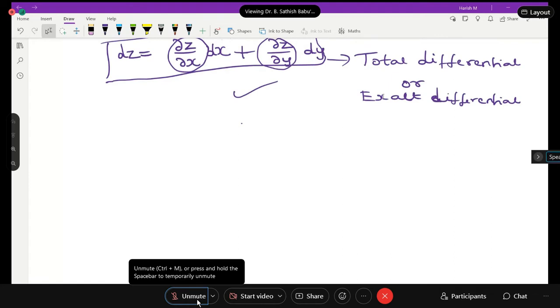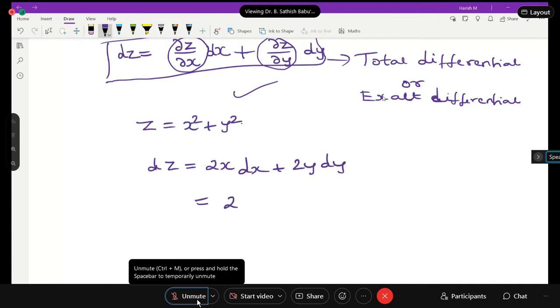Could you give any examples on this? Definitely I will solve a few problems, but before that I have to introduce a few more things. Then only I will take examples. If you take this example, z is equal to x square plus y square, in this case dz will become dou z by dou x, which is 2x into dx plus 2y into dy. The simple thing is x dx plus y dy will be there. This can be written as dz by 2 for this function.